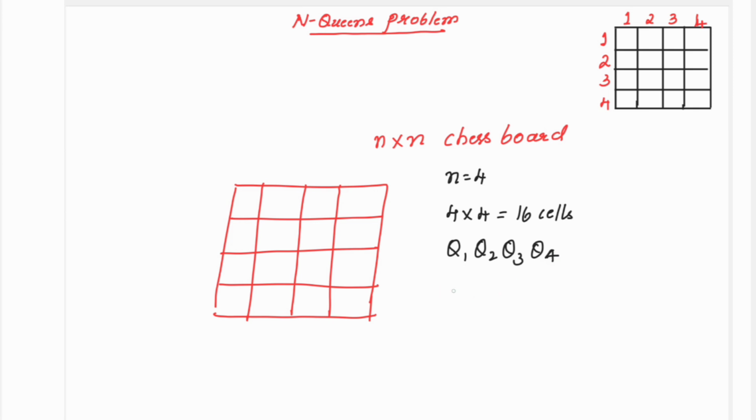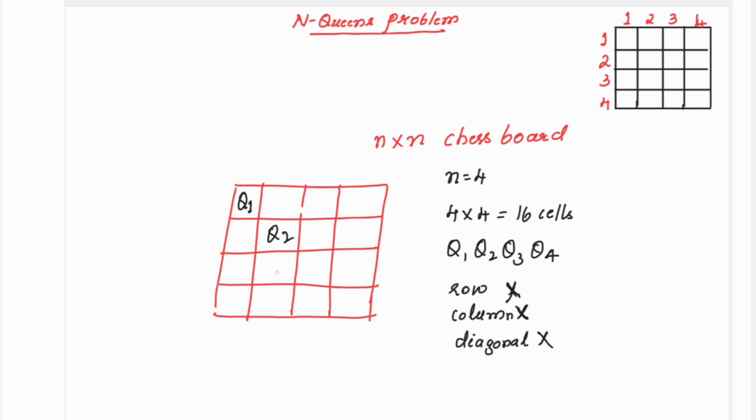The queens will attack each other if they are placed in the same row, the same column, or the same diagonal. So you need to avoid these three. You should not place more than one queen in the same row. You should not place more than one queen in the same column. You should not place more than one queen in the same diagonal. Suppose you place q1 here, and if you place q2 here, then we say q1 and q2 can attack each other. So this is not allowed.